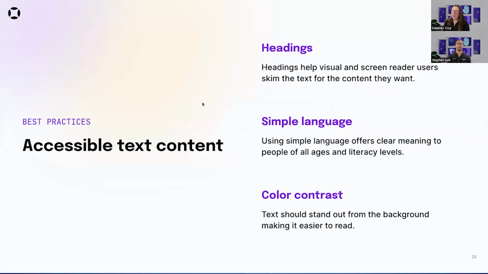Accessible text content. Headings. Headings help visual and screen reader users skim the text for the content they want. Simple language. Using simple language offers clear meaning to people of all ages and literacy levels. Color contrast. Text should stand out from the background, making it easier to read.